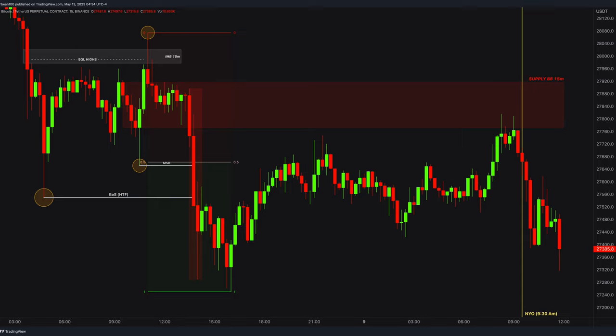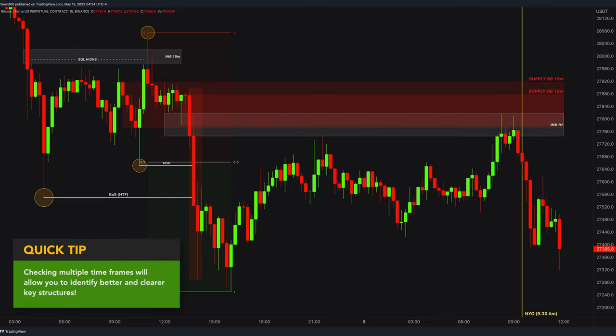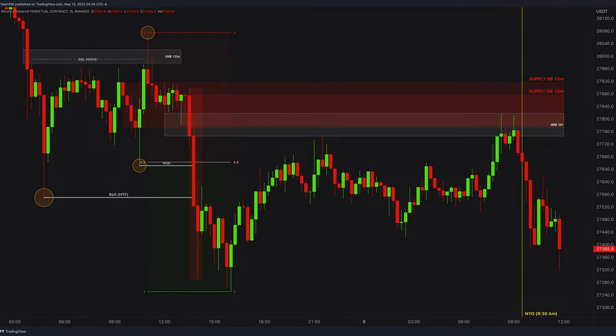If you check the chart, you will notice this little green candlestick, which is also actually a super order block with this super quality break. Now you cannot see it clearly in this time frame, but within the 1 hour time frame, there's also a magnificent imbalance here. This brings us to the importance of checking multiple time frames to identify key structures one more time.